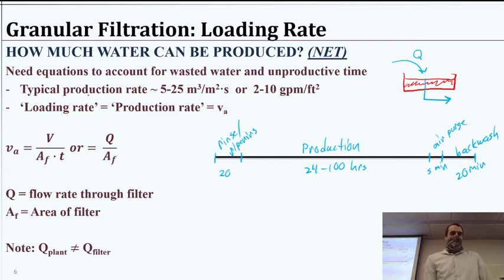So a typical production rate would be expressed something like 5 to 25 cubic meters per square meter per second. So we take that flow rate in cubic meters per second and divide it by that surface area, and this is the type of number we get. You could also express that as 2 to 10 gallons per minute per square foot. So really, this is something we would call a flux, and we'll refer to it as flux when we're talking about membranes.